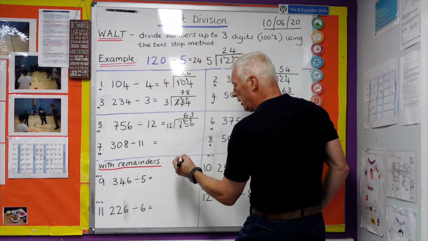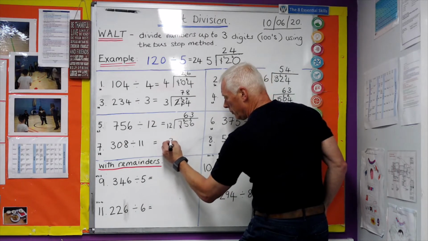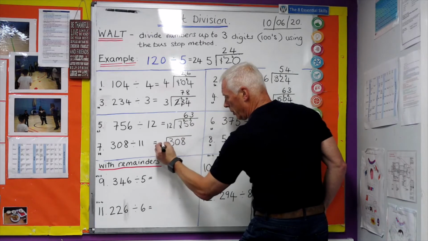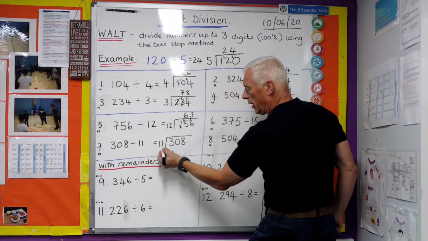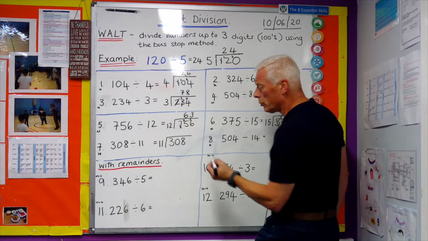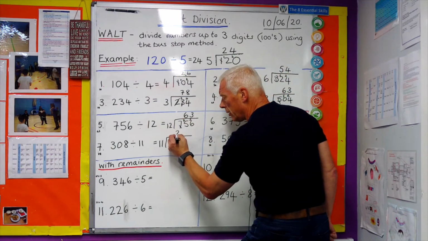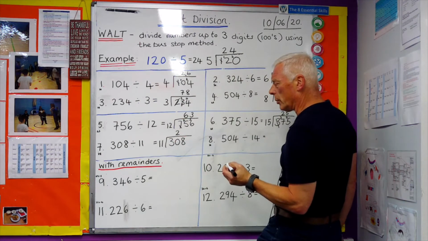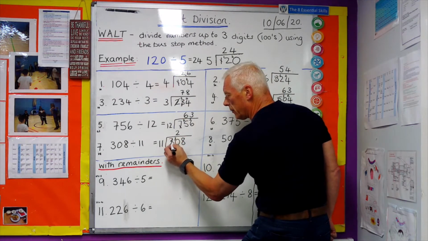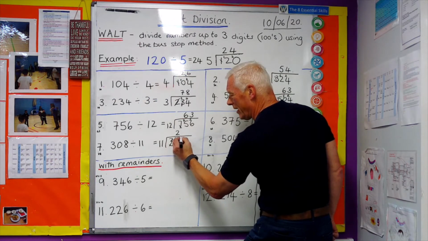308 divided by 11. Make sure it's in your bus stop. 11's into 30. 2 11's are 22. Probably the closest I'm going to get. Now that's going to leave a big number.